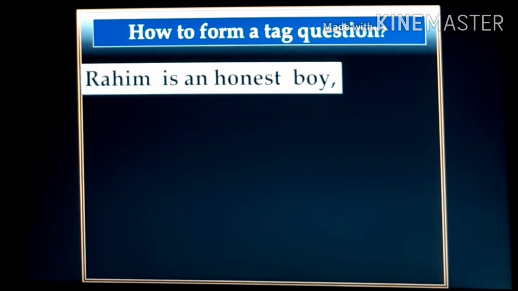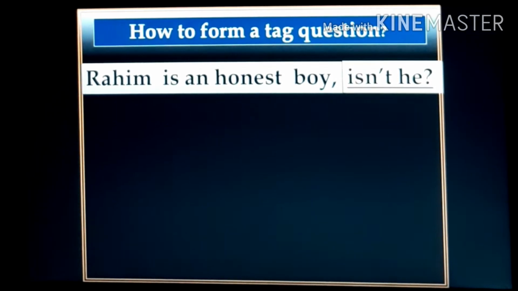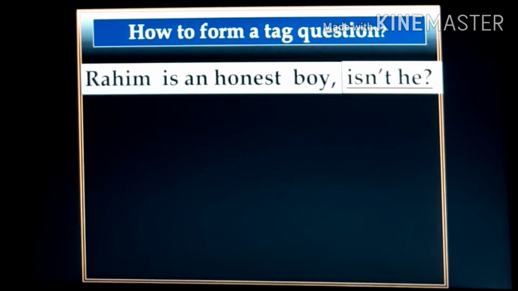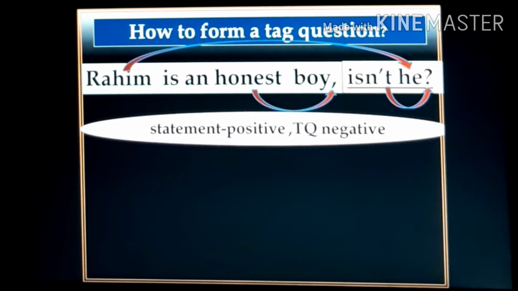Rohim is an honest boy. This is a statement. Isn't he? This is tag question. Remember one thing, you have to put a comma after a statement, and for a noun you have to use pronoun, and at the end of tag question you have to put question mark. One more thing, if you find statement positive, form tag question in negative.